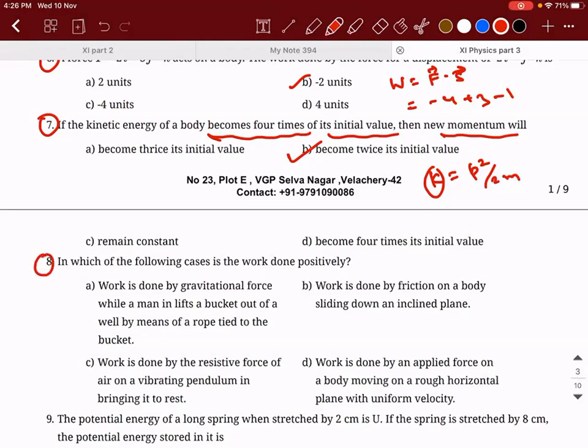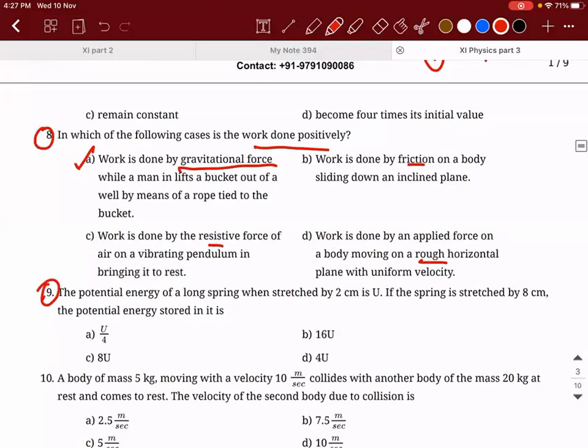Yeah. So 8th one. In which of the following cases is the work done positive? Work done by gravitational force when a man walks in a lift, and a bucket out of a well by means of a rope tied to the bucket. Work done by friction on a body sliding down an inclined plane. Work done by the resistive force. Work done by an applied force on a rough. So rough, friction, resistive, all these are negative works. Work done by gravitational force will be positive.